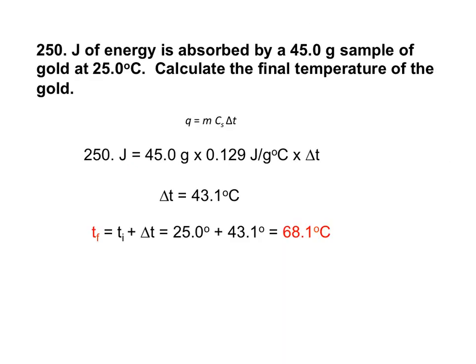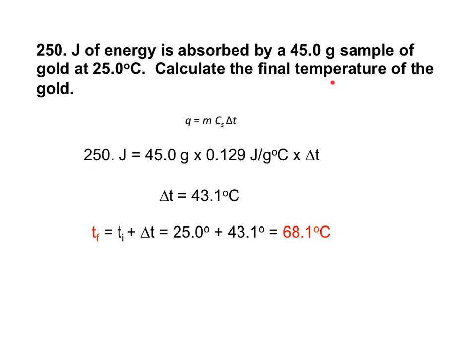So let's go ahead and look at one of those examples where we're solving for something other than heat. They've told us that we have 250 joules of energy absorbed by a specific sample. They've told us the mass of that sample. They told us the identity of the sample. And they told us the initial temperature of that sample.